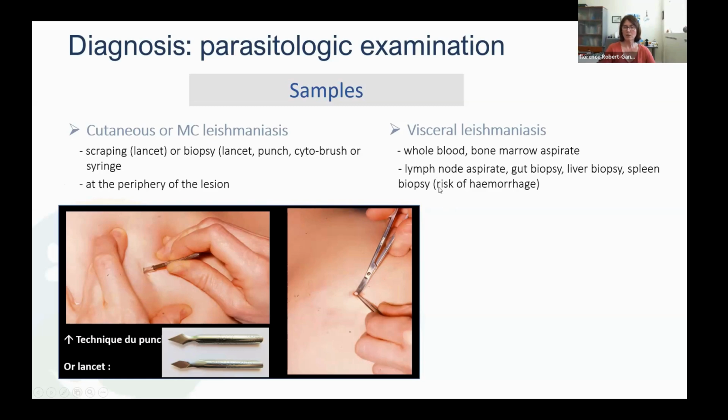And for visceral leishmaniasis, the preferred samples are whole blood or bone marrow aspirate, but it's also possible, according to the clinical lesion or setting, to search for Leishmania on gut biopsies, liver biopsy. Some use spleen aspirate or biopsy and lymph node aspirates. But in Europe, we are not very keen on spleen aspirate because there is a risk of hemorrhage due to low platelet counts if the disease is advanced.